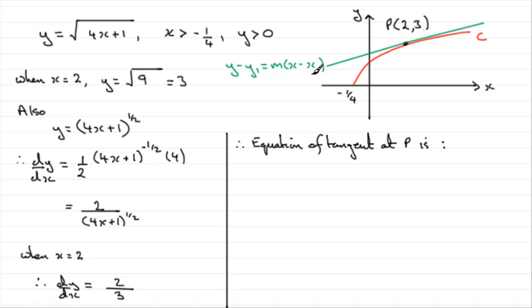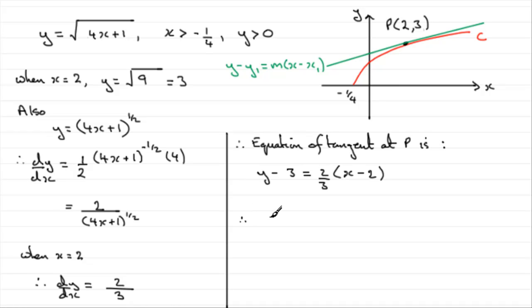Well, using this format, it's going to be y minus y1, y1 is now the 3, equals m being 2/3, x minus x1 being the 2. Now unfortunately it doesn't stop there, because we've been asked to give this in the form ax plus by plus c equals 0, where a, b and c are integers, whole numbers. So what would I want to do? I'd want to times both sides by 3.